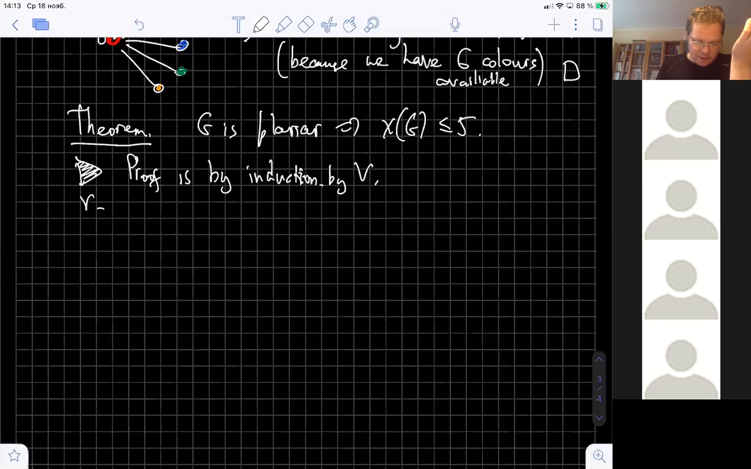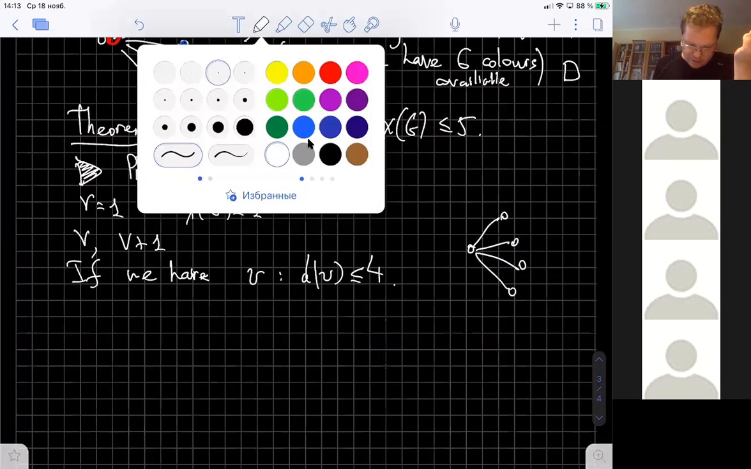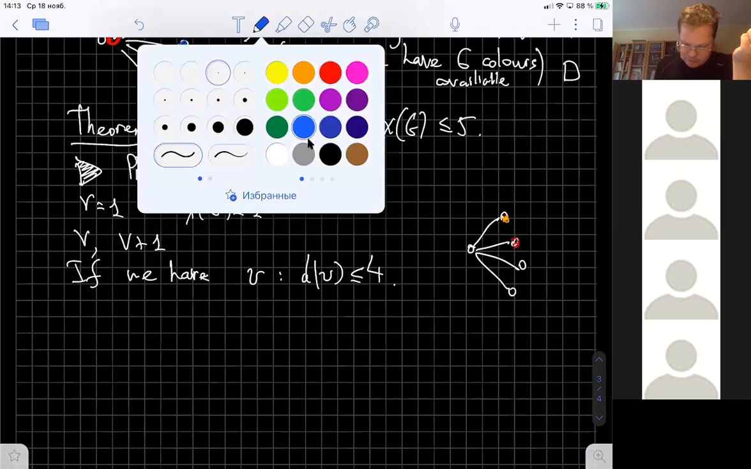If the number of vertices is 1, then the chromatic number is 1. Suppose we proved it for the number of vertices V, we prove it for V plus 1. So if we have a vertex of degree not greater than 4, then we can use the same idea as in the previous proposition. Just take this vertex, forget about it, color the other graph in 5 colors, then add this vertex again, and it is connected only with 4 other vertices. So we have 4 colors used for these vertices, and then we just use the 5th color for our vertex V.